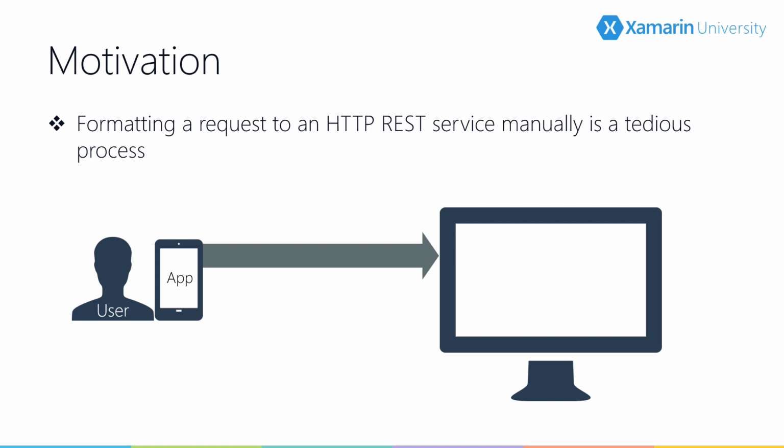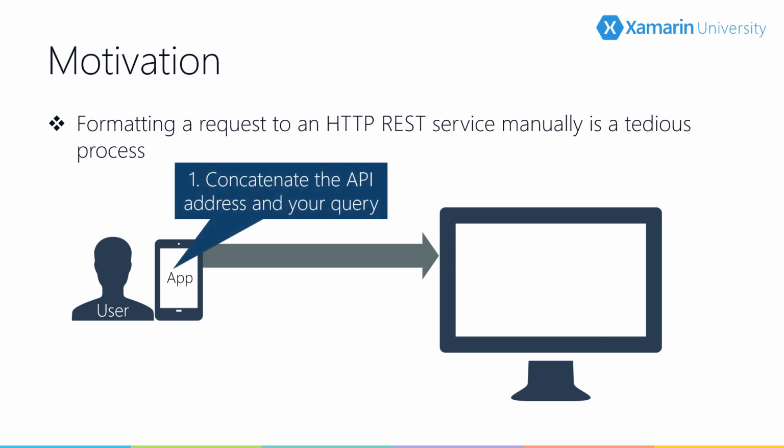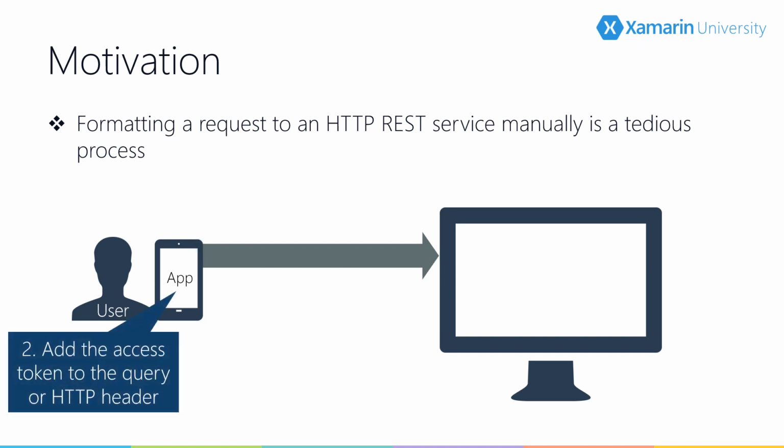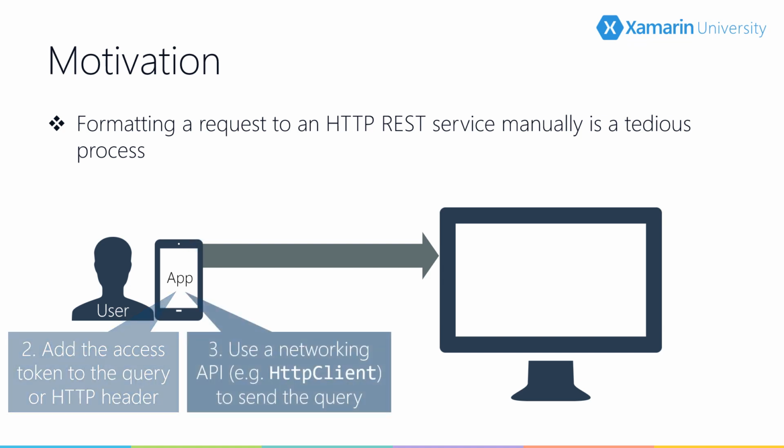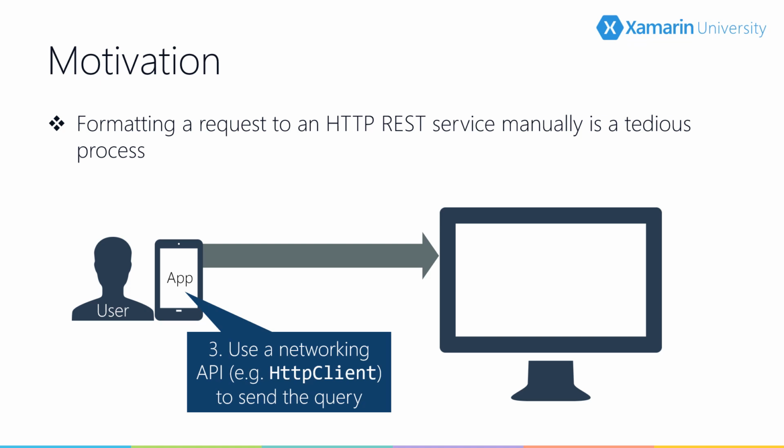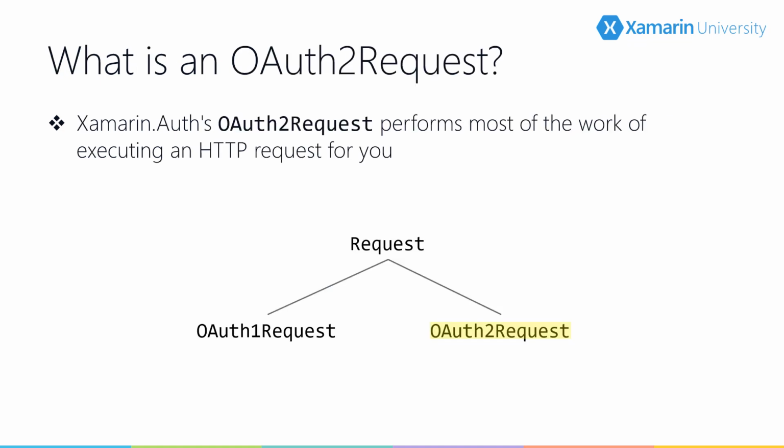Accessing the web service is just a matter of making calls to a REST service while ensuring we include the access token. So we would first concatenate the API address and our query, add the access token to the HTTP header, and then use a networking API such as HTTP client to send the query. And this can be done manually, and the details of accessing REST services from a Xamarin application is covered in our class on REST services. However, XamarinAuth helps reduce the amount of steps required to access the data.